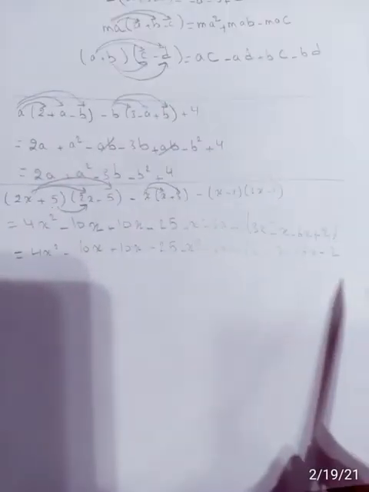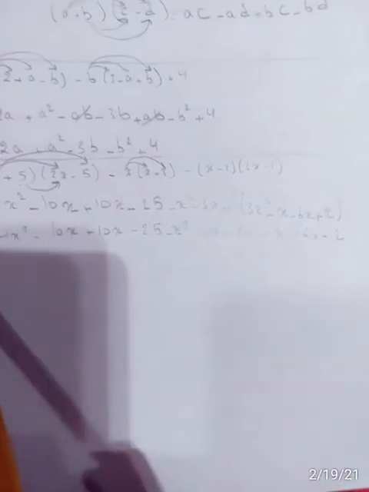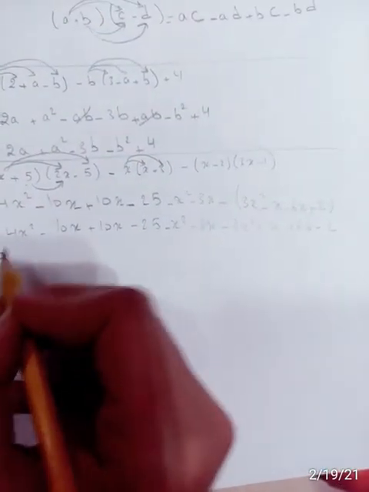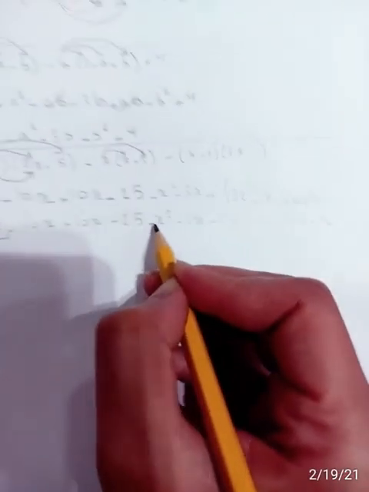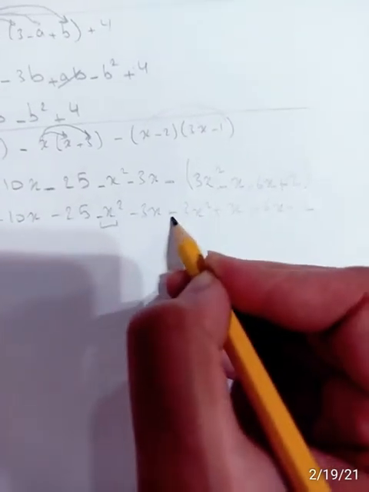So this is the step, teacher, where we did develop. Now I should reduce like terms. x squared, I have here, I have here, and I have here.